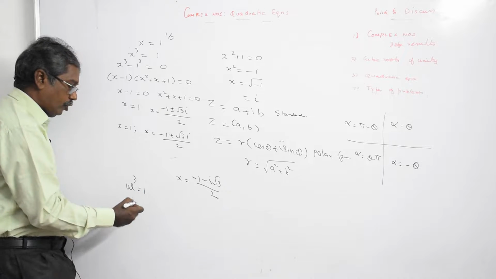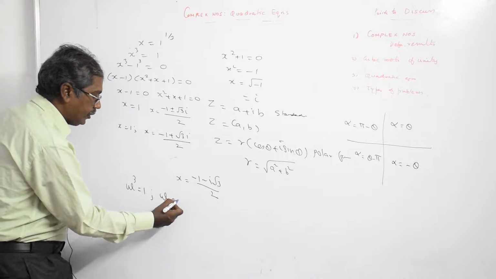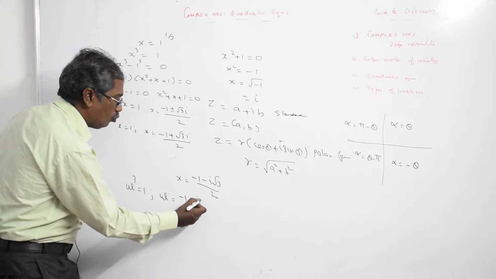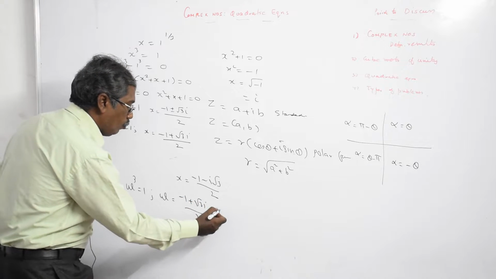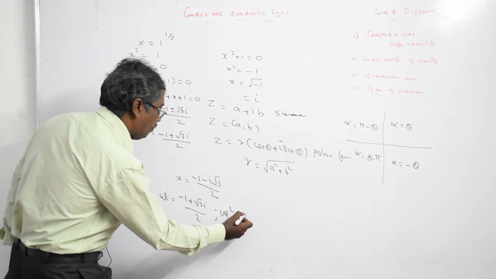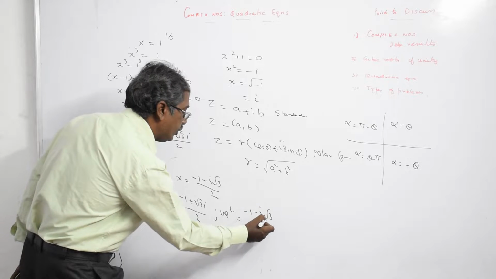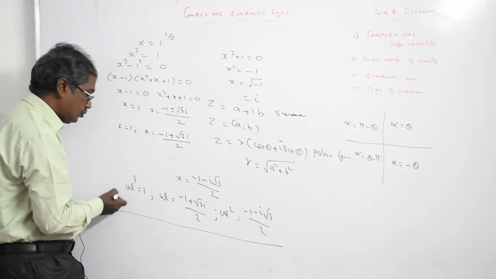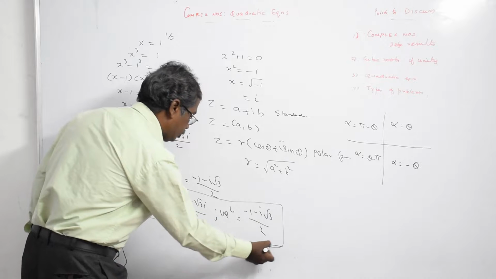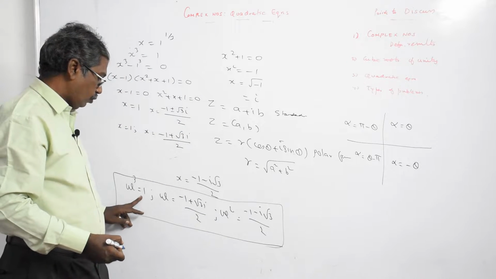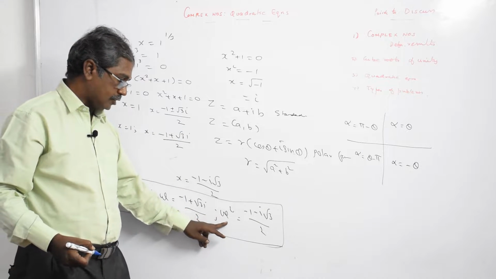Omega cube is equal to 1, omega is equal to (-1 + i√3)/2, and omega square is equal to (-1 - i√3)/2. These are the three fixed values of those three quantities: omega cube is equal to 1, omega is equal to this much, and omega square is this much.